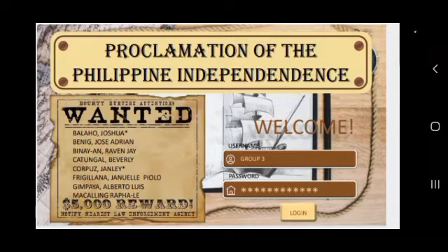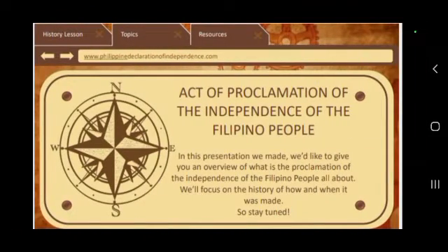Hello everyone, today I'm going to discuss the proclamation of the Philippine independence. Act of Proclamation of the Independence of the Filipino People.